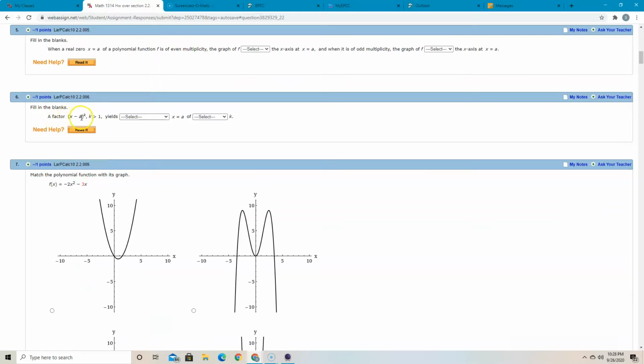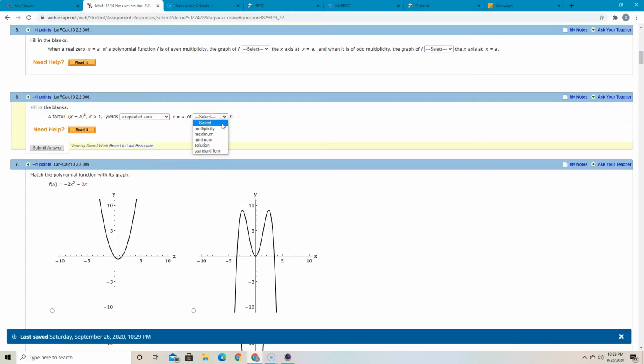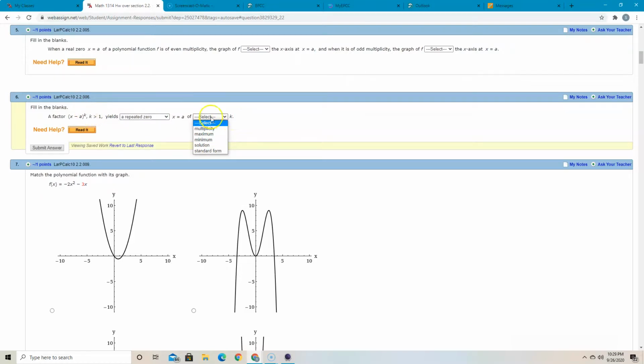A factor x minus a, like an x minus 2 or something, to the kth power, which means like squared or cubed, or to the 4th power, this gives us, remember, a repeated zero. Because if this was like an x minus 2 cubed, it would be an x minus 2 times an x minus 2 times an x minus 2, and that's a repeated 0. So repeated 0, the 0 would be x equals a, excuse me. It's the opposite of what's inside here, minus a, so positive a. And with multiplicity k.